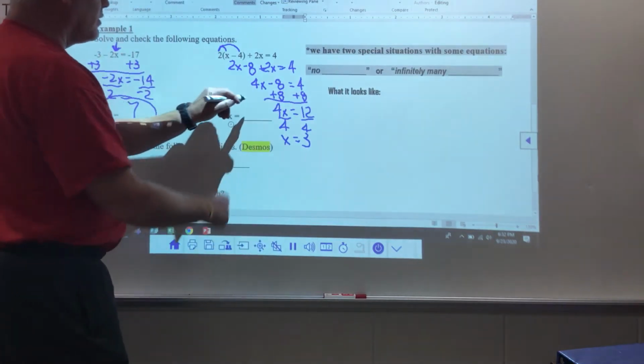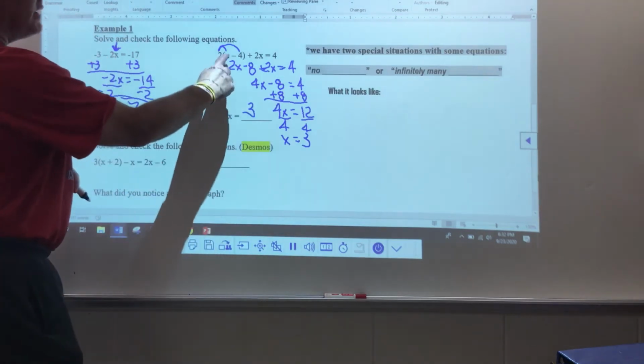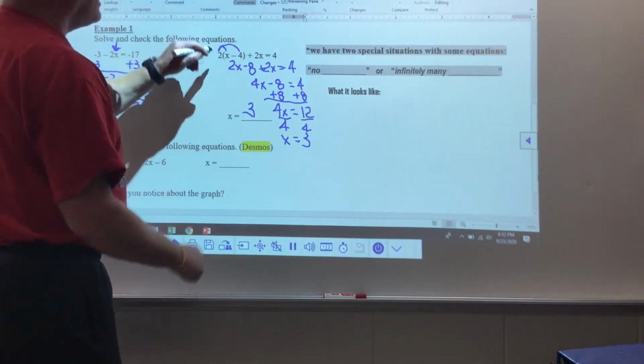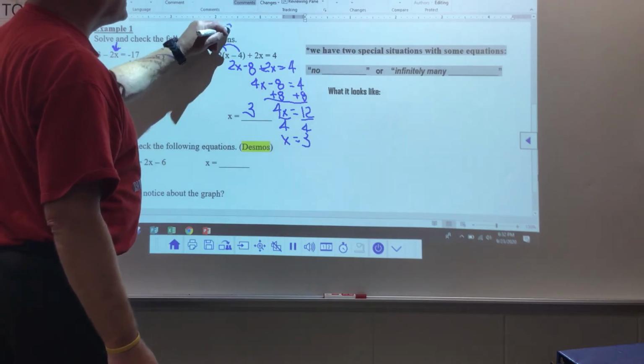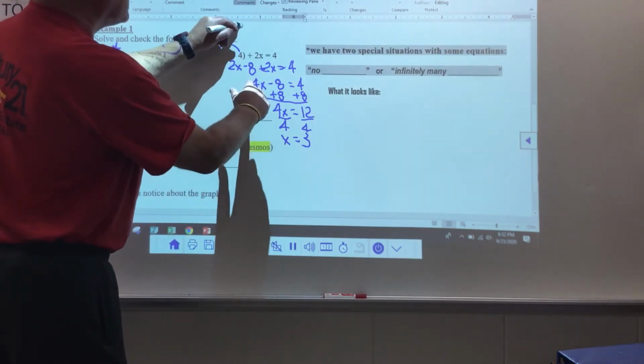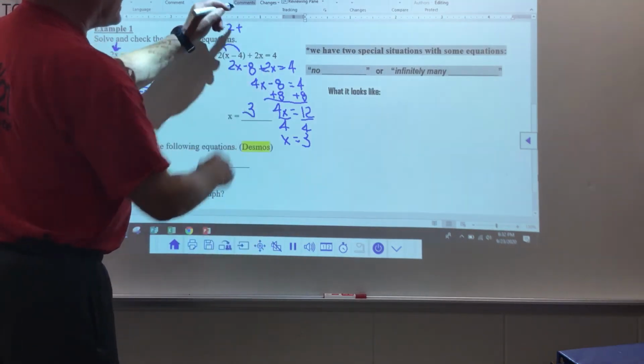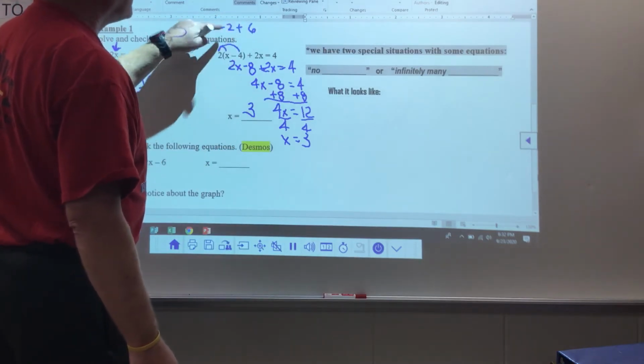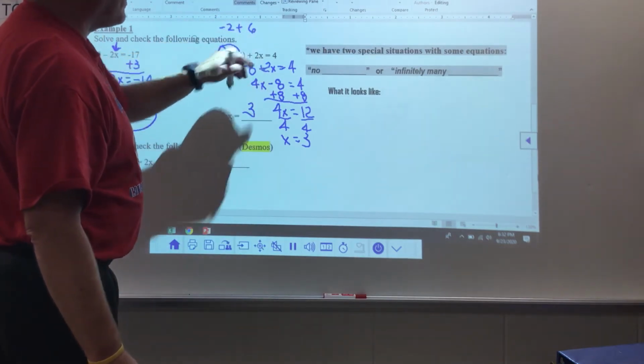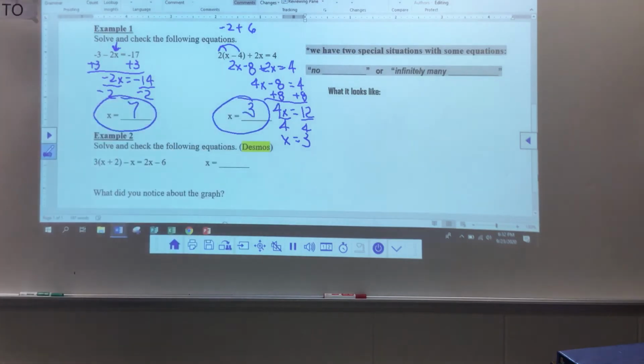Let me check it here real quick. So x is 3. 3 minus 4 is -1. 2 times -1 is -2. Plus 2 times x, 2 times 3 is 6. Is -2 plus 6 equal to 4? If it is, you can lasso that guy up.